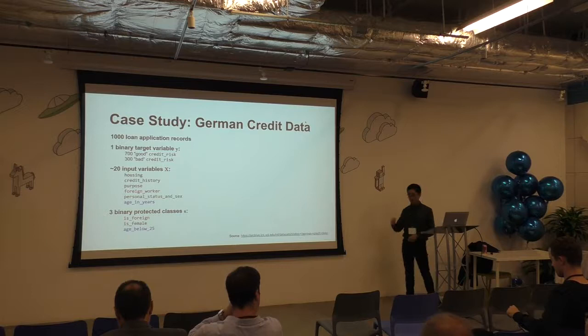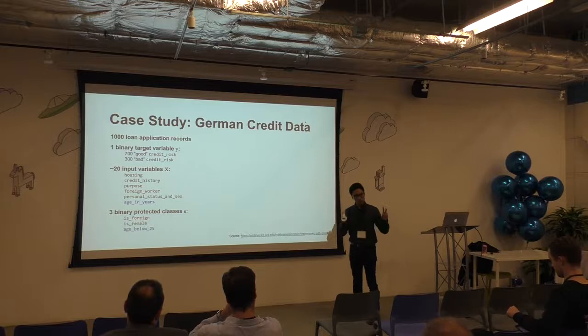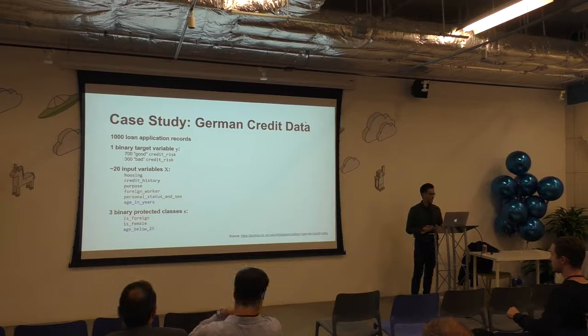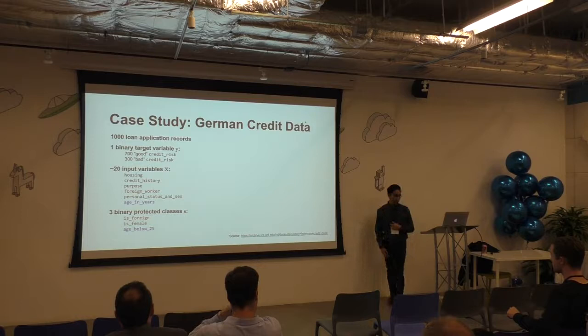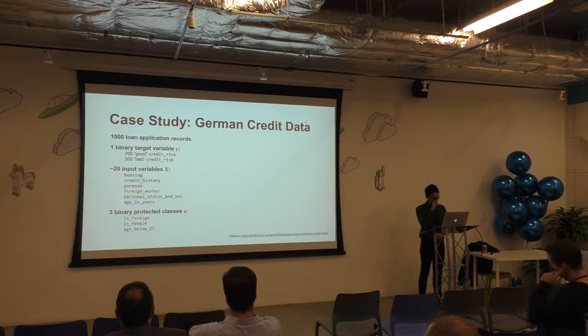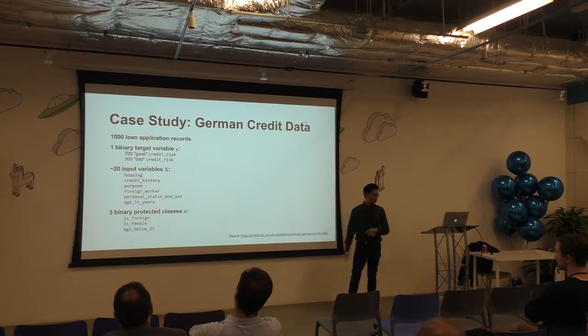By the way, if you ever see a label that says good or bad, I would be very skeptical, because it's already hard enough to come up with labels, but when you're encoding something as good and bad, that's highly subjective, and I would immediately be suspicious of any such label. There are about 20 input variables, three of which are potential protected classes. I don't think being below 25 is technically a protected class, but for this example, that's what I chose. The other two are foreign workers and female. I've named these bottom variables as binary, so it's either 0 or 1. And 1 is the disadvantaged class, as I mentioned earlier.